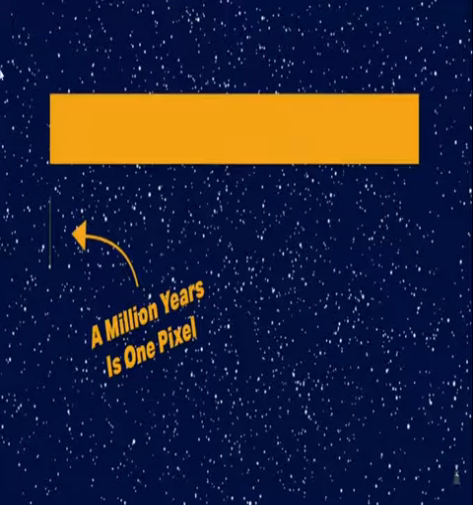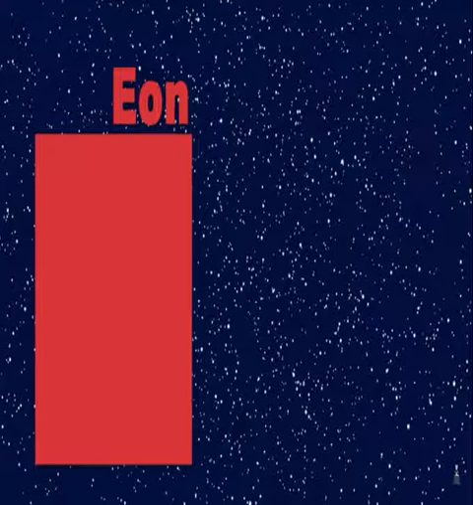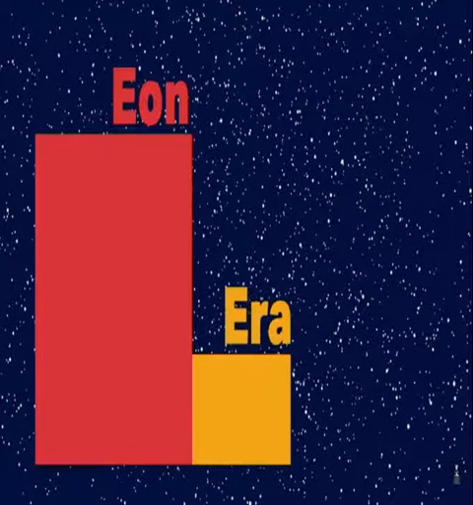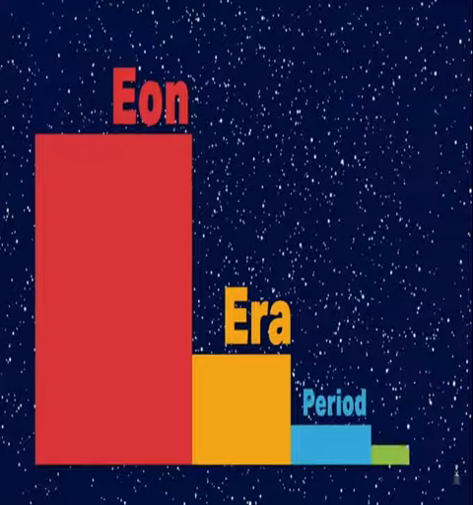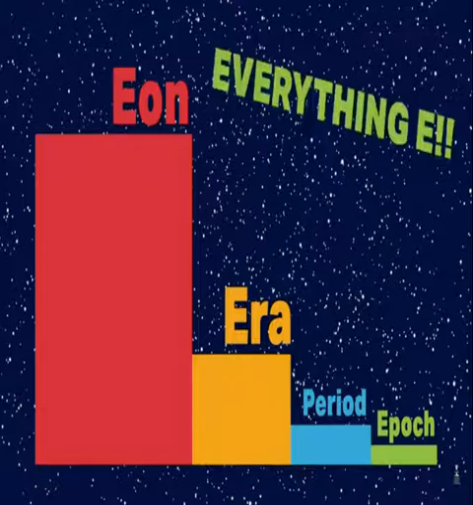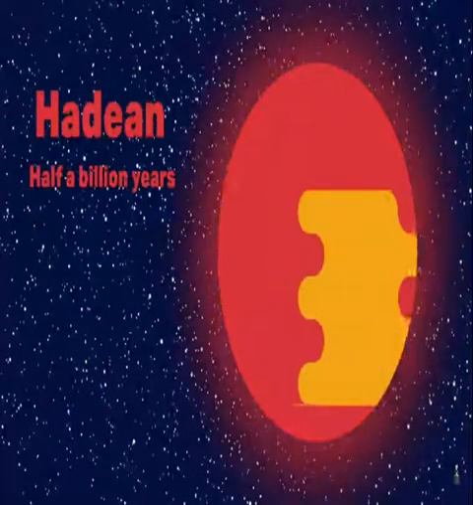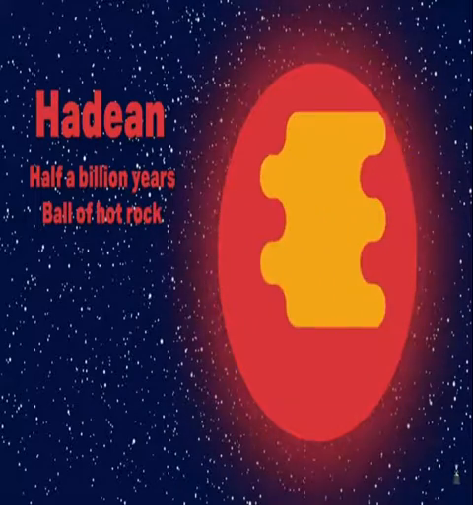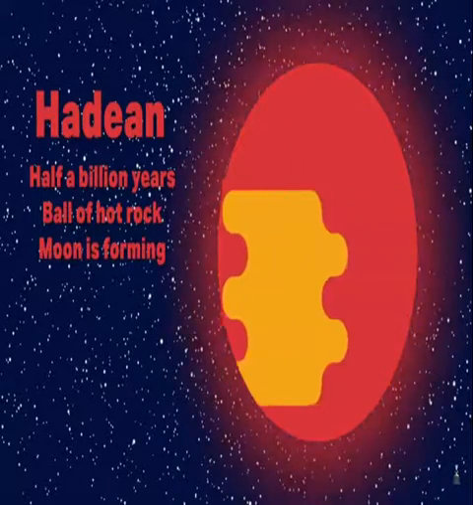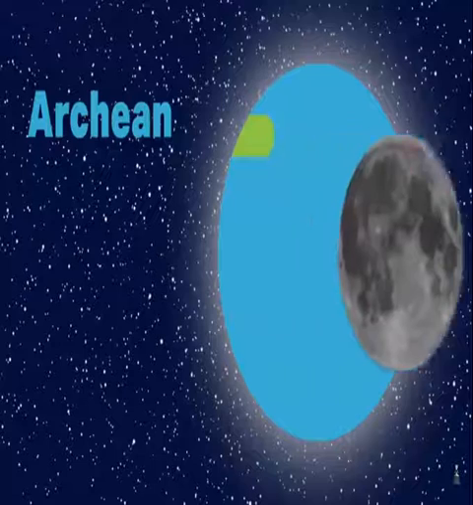There are so many Earth birthdays that we have to arrange them into phases. These phases are sometimes called eons. The eons are broken up into eras, which are broken up into periods and epochs. Geologists are apparently fond of words that start with the letter E. The first eon is called the Hadean. It's about 500 million years when the Earth is just a hot ball of rock, and the Moon is forming. What's up, Moon? Next is the Archean.